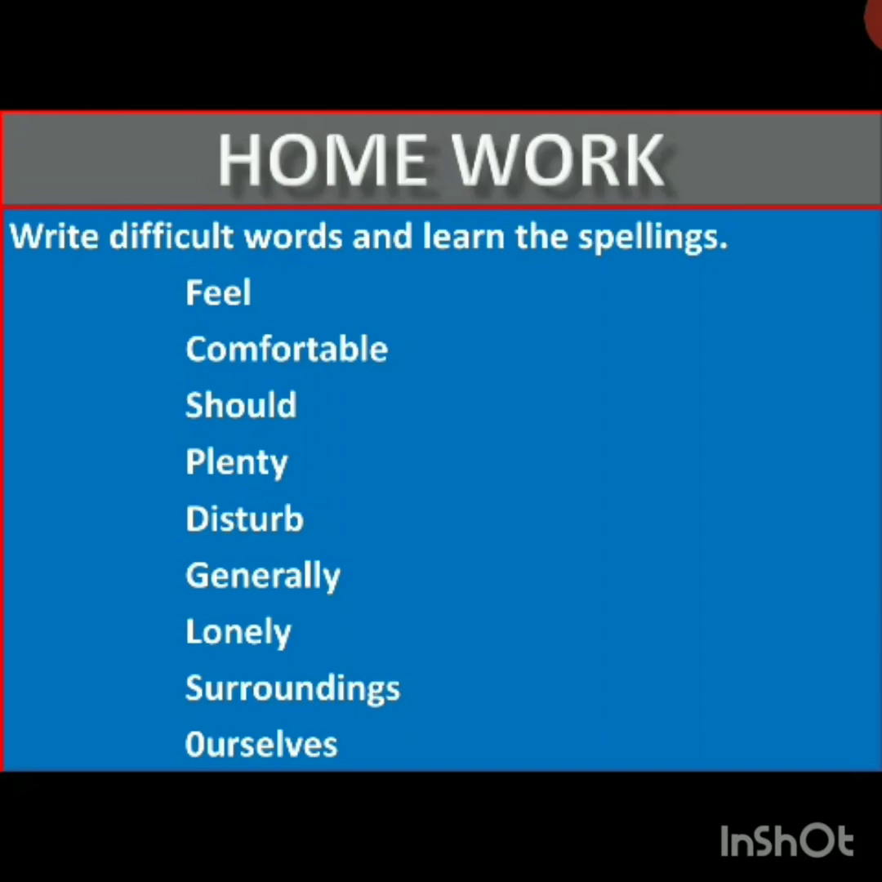Disturb, D-I-S-T-U-R-B, disturb. Generally, G-E-N-E-R-A-L-L-Y, generally. Lonely, L-O-N-E-L-Y, lonely. Surroundings, S-U-R-R-O-U-N-D-I-N-G-S, surroundings. Ourselves, O-U-R-S-E-L-V-E-S, ourselves. Here: feel, comfortable, should, plenty, disturb, generally, lonely, surroundings, ourselves.